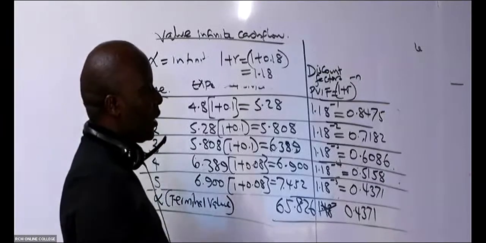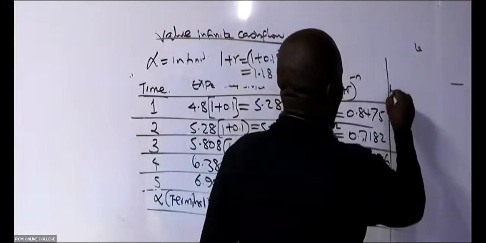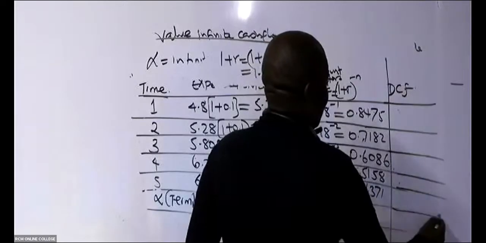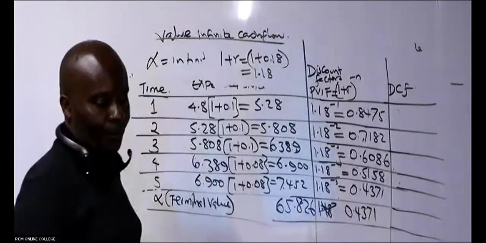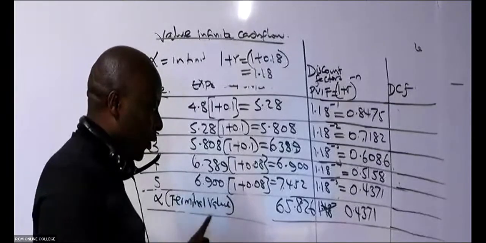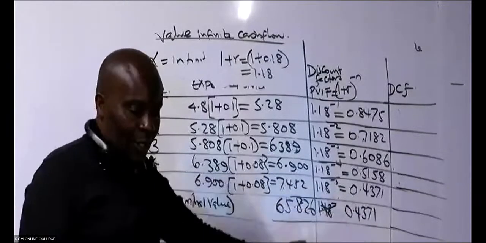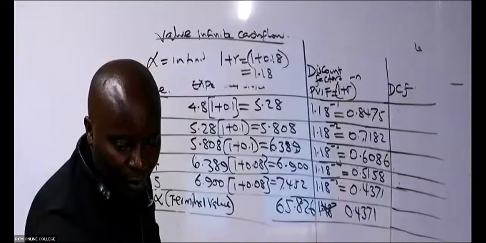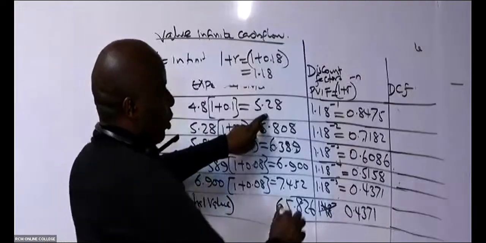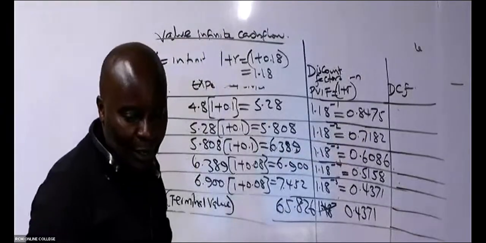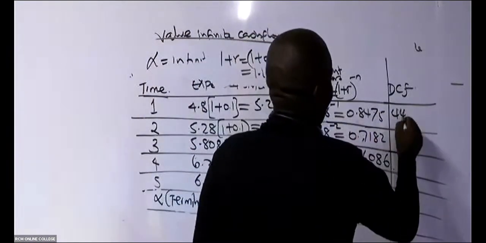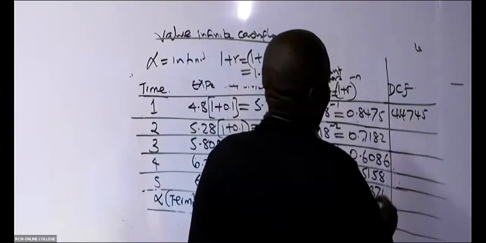So then once I've done that, come and give me the discounted cash flows. Please never forget that for the terminal value, the infinite value, we always borrow whatever that is here. All right, so now we are multiplying. The first one will be this multiplied by this discount factor, which in this case somebody is giving me 44,745, with a decimal there. Thank you so much.